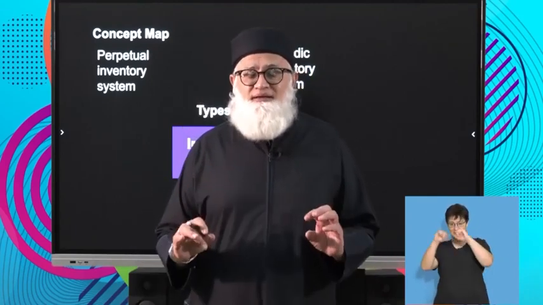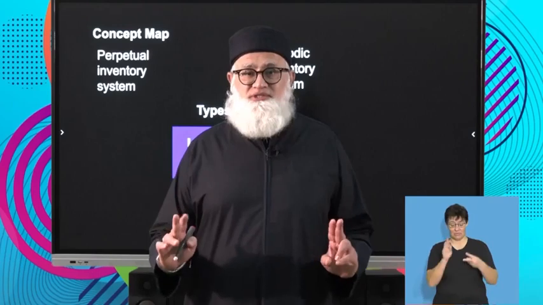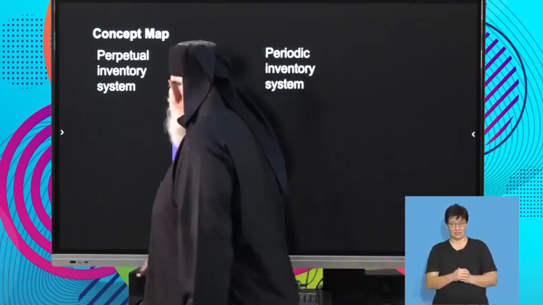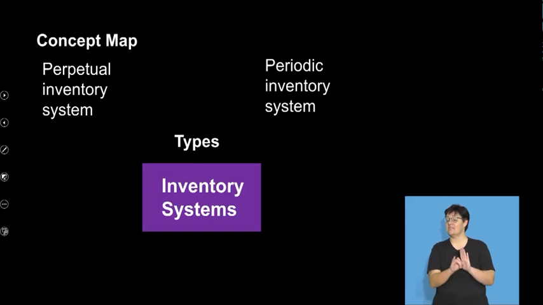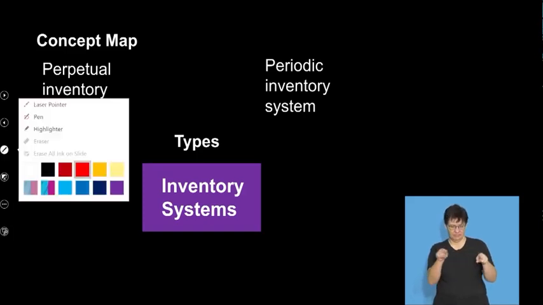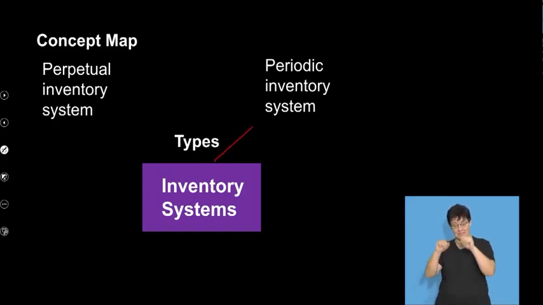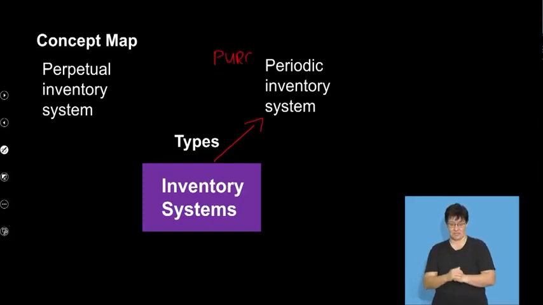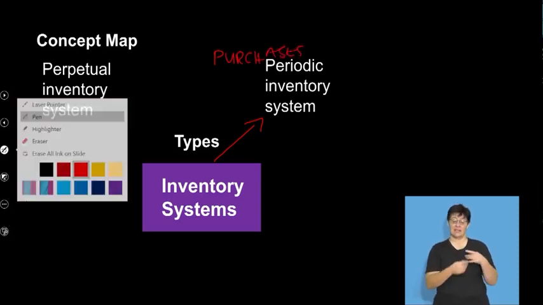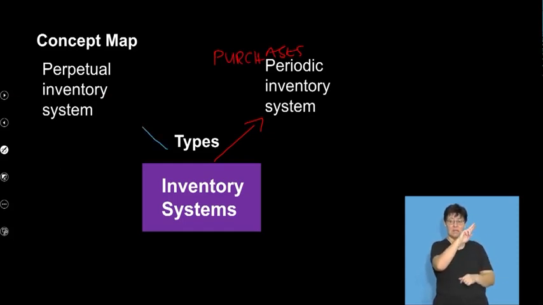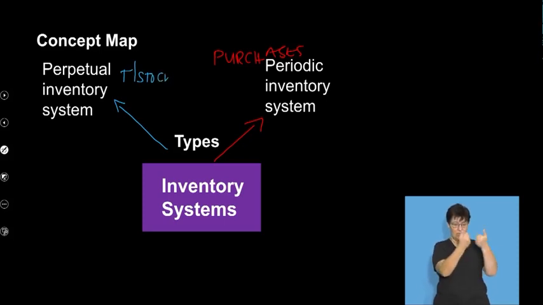Now keep this in mind that we have two stock systems. Let's go through them again and identify the key components. When you're dealing with the periodic system, remember, you're dealing with the purchases account, and when you're dealing with the perpetual inventory system, you are dealing with a trading stock account. Right? So that will give you a clear indication of what the two systems entail.